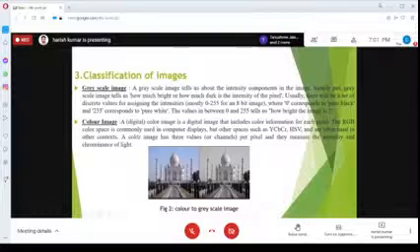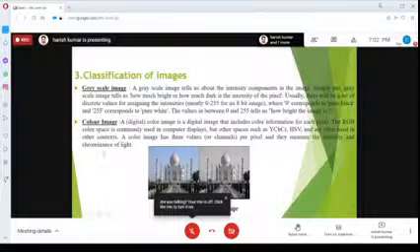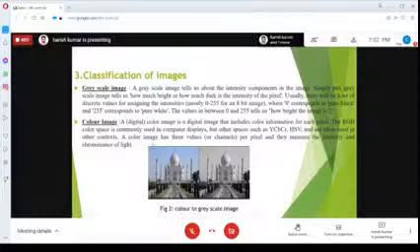And the color image. The color image is a digital image that includes color information for each pixel. The RGB color space, the basic red, green, blue, is commonly used in computer displays. Other spaces, such as YCbCr and HSV, are used in other contexts, but much less often. A color image has 3 values per pixel, and they measure the intensity and chrominance of light.